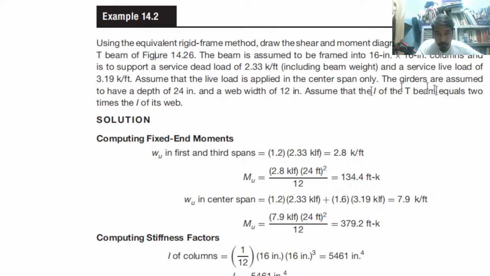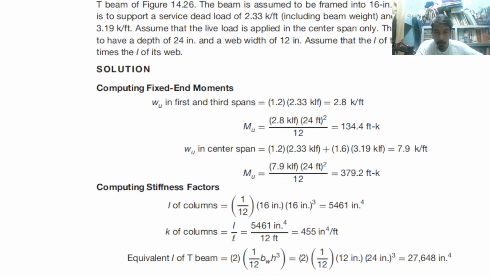because here we have a condition that the live load is applied in the center span only. That's why we have this combination at the center span only equal to 7.8. Using this times L squared over 12, we have this. So we have MU for exterior span and interior span.